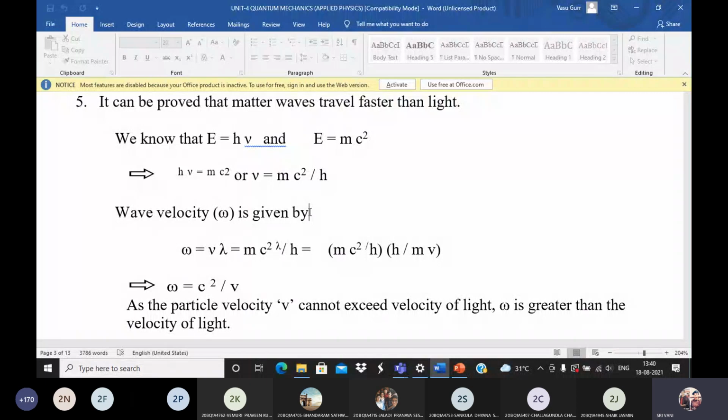If you compare the velocity of matter waves and the velocity of particles, in general no particle will travel faster than light. This indicates that particle velocity is low. According to this formula, omega and v are inversely related. If v is low, omega is high. The particle cannot travel faster than light, but omega can, that is, omega is the matter wave's velocity. So this formula proves that matter waves travel faster than the velocity of light.